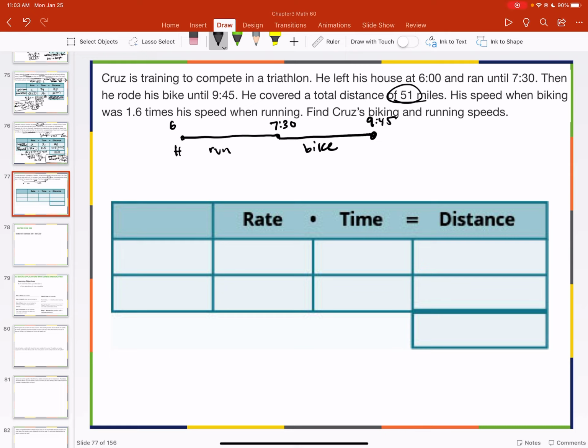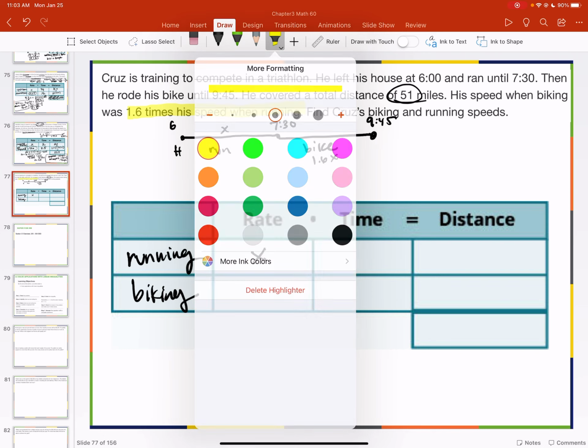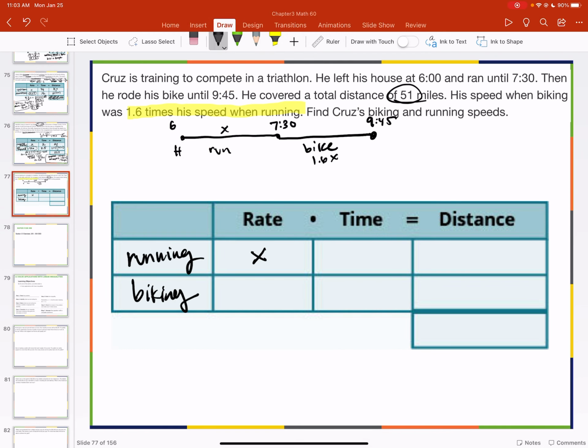His speed when biking was 1.6 times his speed when running. So we don't know what that is, okay? And then find his biking and running speeds. Okay, so we have Cruz running and we have him biking. It's a similar problem to the one we just did. So we don't know how fast he's running, so let that be x. But we do know that his speed when biking is 1.6 times his speed when running, so that's going to be 1.6x, you got it.